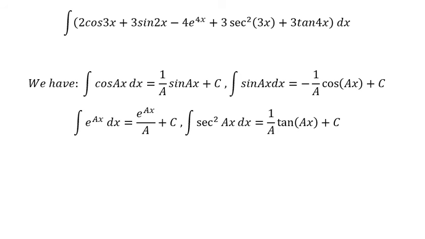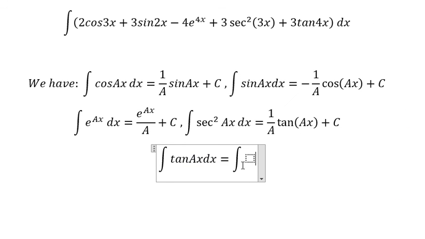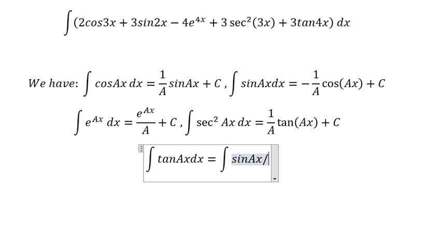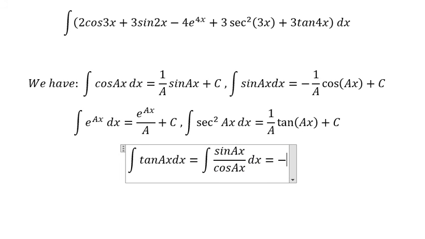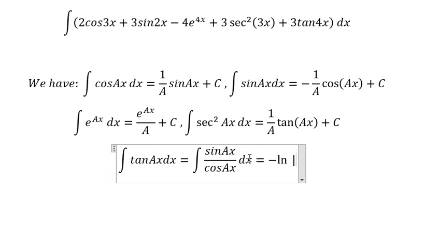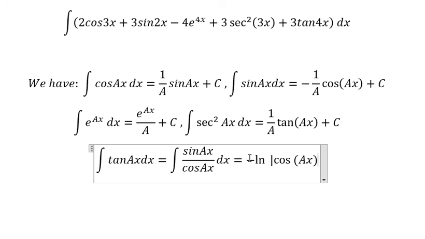And the last one, the integration of tan ax. That is about sine ax over cosine ax. So you get negative ln of the absolute value of cosine ax over a.